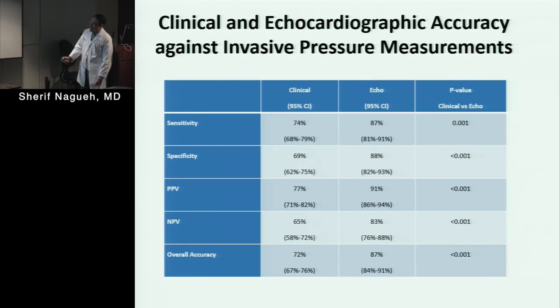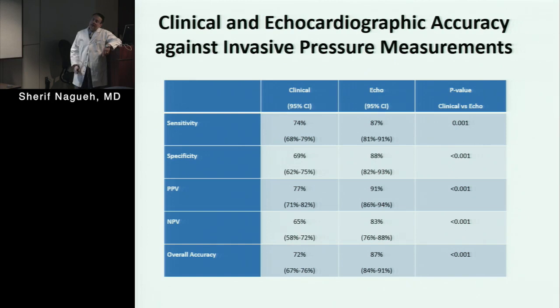Okay. So we have the overall accuracy at the bottom here, but this is sensitivity, specificity. These are sort of the standards. And they give you the 95% confidence intervals. So clinical was 74%, echo is 87. Remember this 87 is after excluding the 31 where it was not feasible, and the group where echo said we cannot determine what LAP is. And that was significant. Echo was also more specific. So you took away the indeterminate.